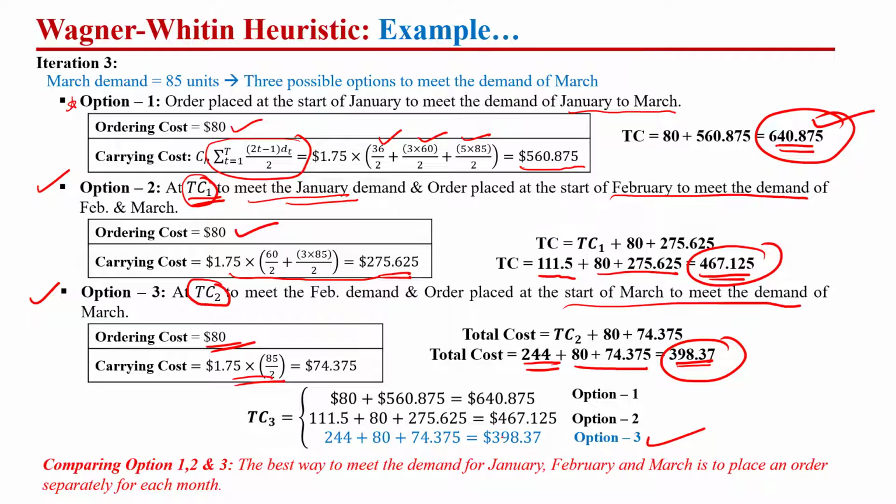So that is basically indicating that in order to meet the demand of January, February and March, we should place the order every month separately. In order to meet the demand of January, we should place the order at the start of January. In order to meet the demand of February, we should place the order at the start of February. In order to meet the demand of March, we should place the order at the start of March.